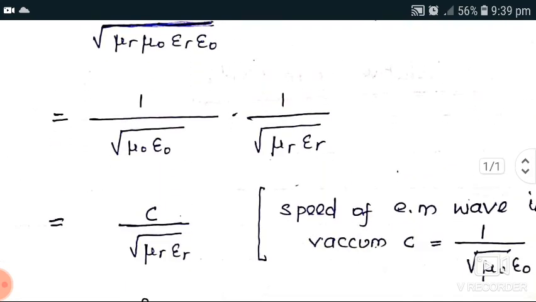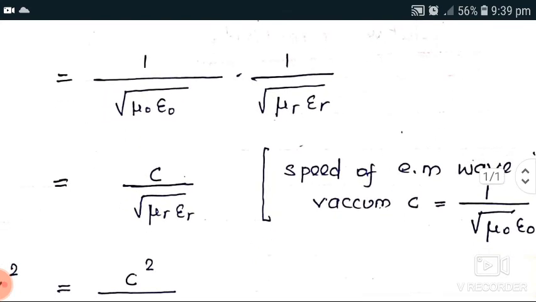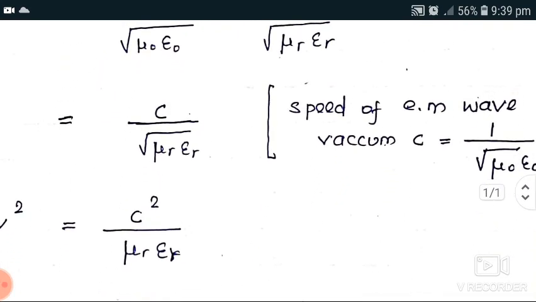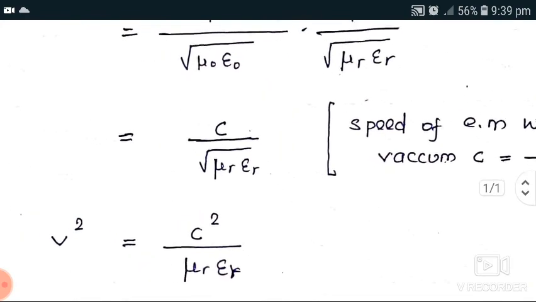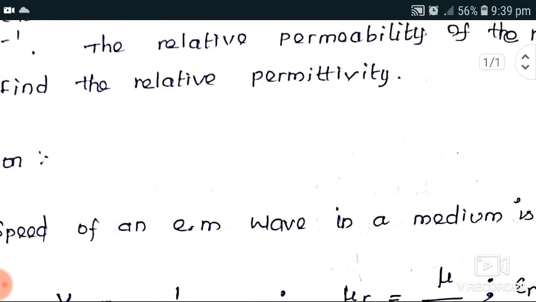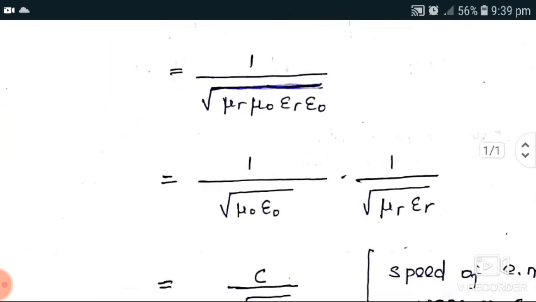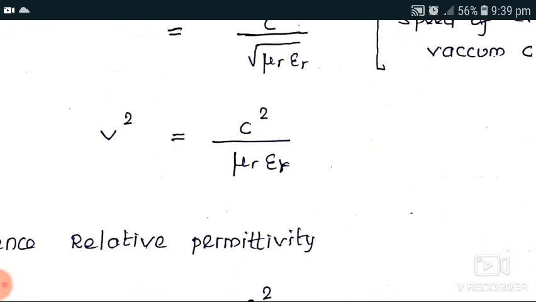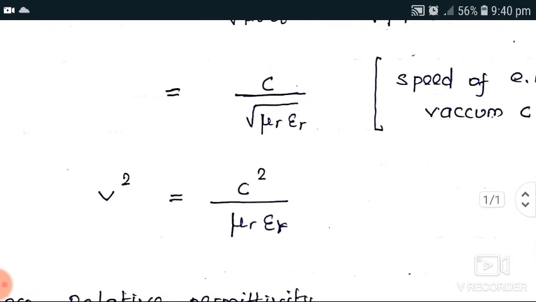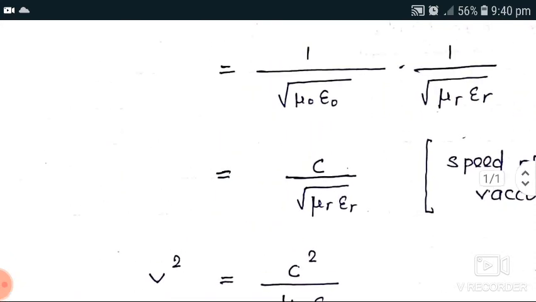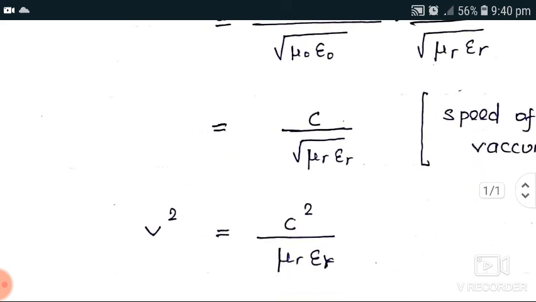What are the balance terms? So I already have 1 divided by root of mu r into epsilon r. So v is equal to c divided by root of mu r into epsilon r. What are we looking for? We are looking for relative permittivity. Which term belongs to relative permittivity? This one, epsilon r, is called the relative permittivity. So you need to find the value of relative permittivity.